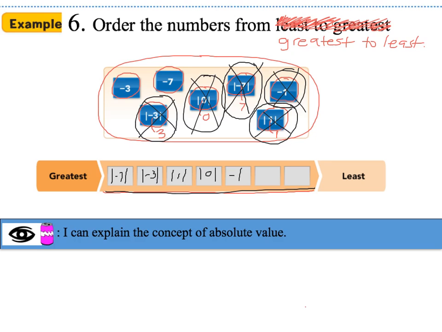The next answer would have to be -3, because -3 is the next closest number to 0. And our last number would be -7. Let's cross it out and place it here. And that has to be -7 because that's the furthest away from 0. So there's our answer.